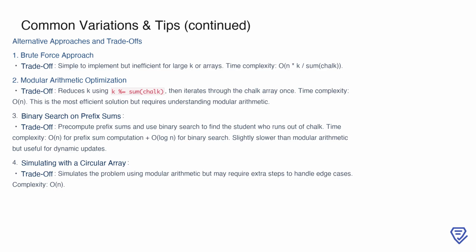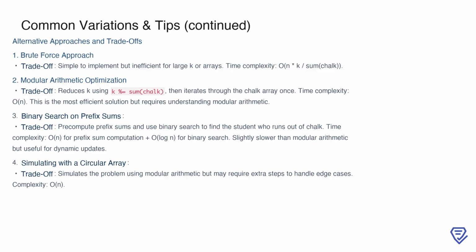There are multiple approaches to solving this problem, each with its own trade-offs. The brute force approach is straightforward to implement but inefficient for large k or arrays, as it has a time complexity of O(k/sum(chalk)). A more efficient method is modular arithmetic optimization. By reducing k with k modulo sum(chalk), you can iterate through the chalk array just once, achieving a time complexity of O(n). This is the most efficient solution but requires a good understanding of modular arithmetic.